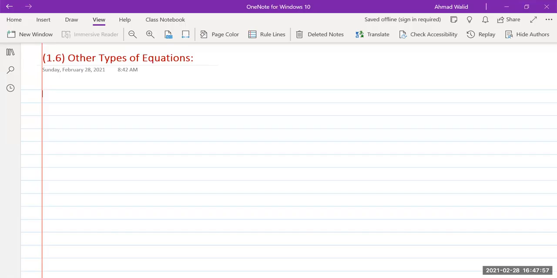Hello all, let's start section 1.6, other types of equations. In this section, we are going to solve polynomial equations that can be of any degree to some extent, not all of them.